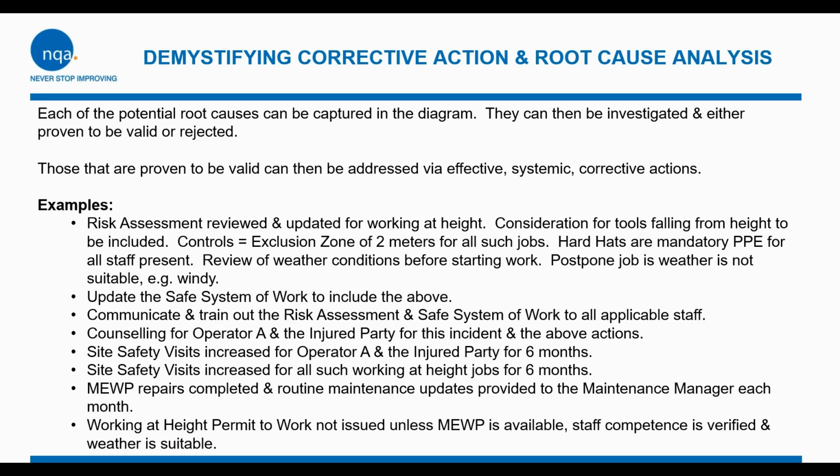So these could be: risk assessments reviewed and updated for working at height, consideration for tools falling from height to be included. Controls could include an exclusion zone of 2 meters underneath such jobs. Hard hats become mandatory PPE for all staff present, and the review of weather conditions before starting work. If the weather's no good, don't work. The safe system of work can be updated to include the above.